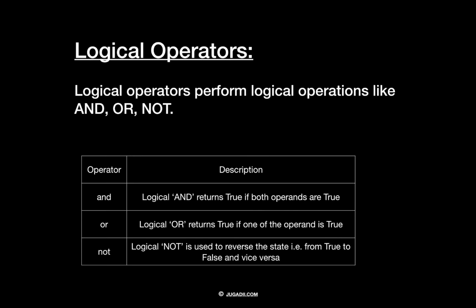Logical operators are those operators which perform logical operations like and, or, not. Logical AND returns true if both operands are true. Logical OR returns true if one of the operands is true. And logical NOT simply reverses the state. Okay? Alright.